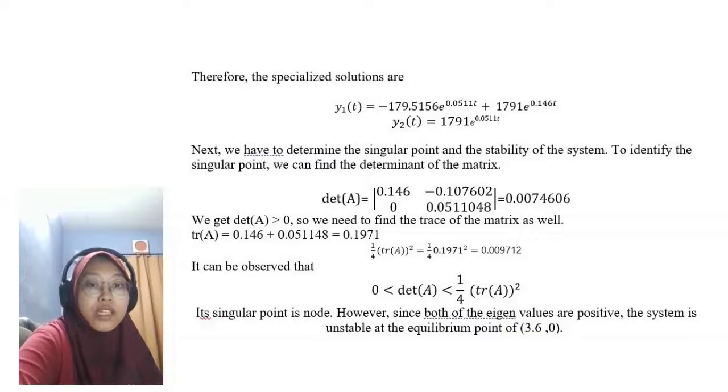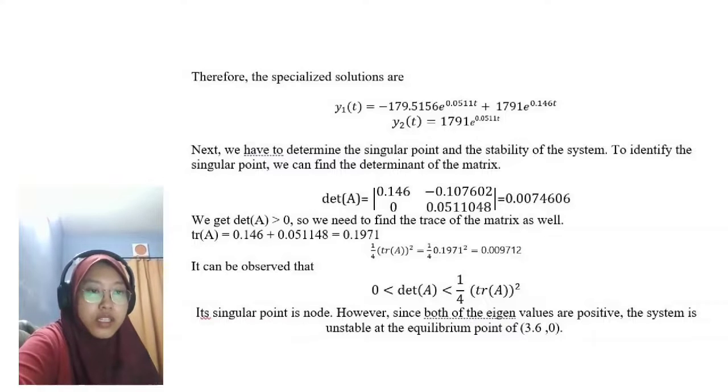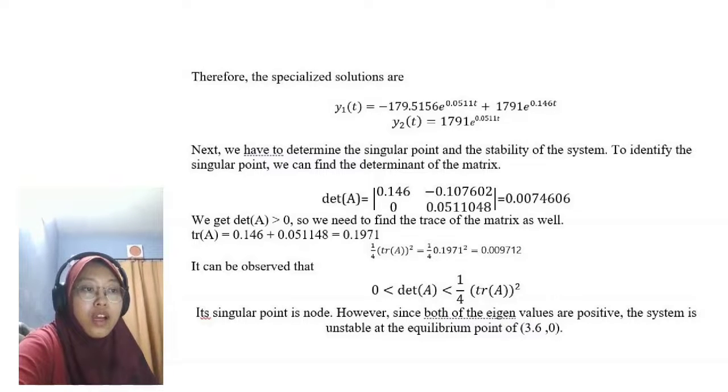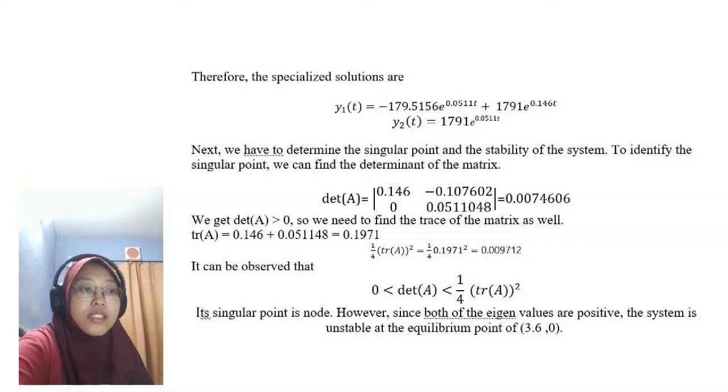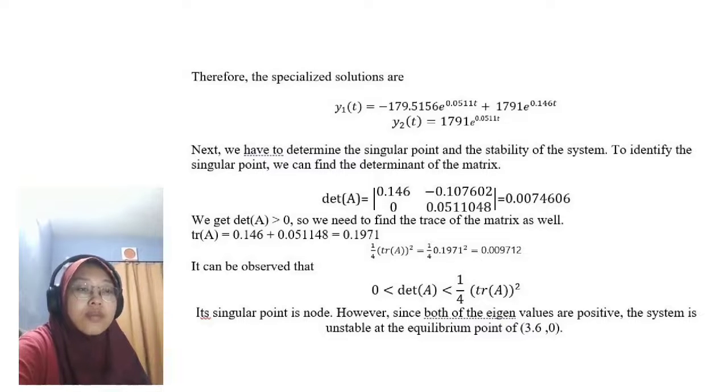Okay, first we find the trace value, which is 0.1971, and then we calculate the value of the square of trace A over 4, which equals 0.009712. This is because we wanted to compare these values with each other. So we can observe that the value of determinant A is more than 0 but less than the value of the square of trace A over 4. Hence, we can conclude that its singular point is known. However, since both of the eigenvalues are positive, the system is unstable at the equilibrium point of 3.60.